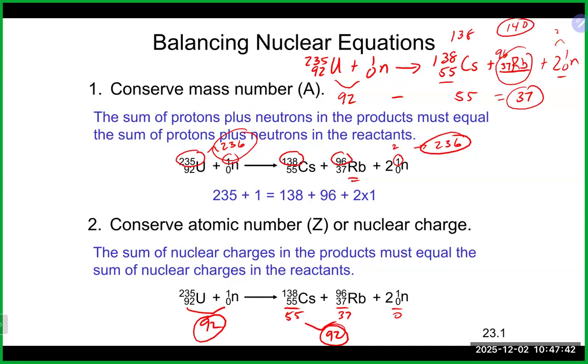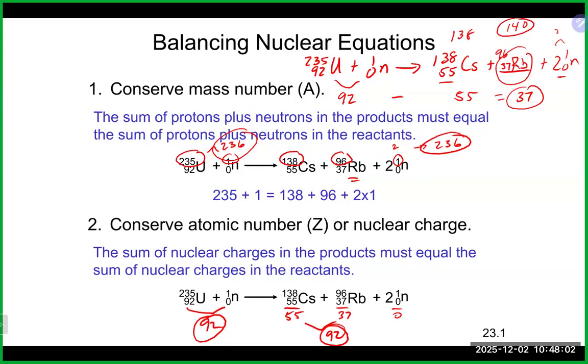Now, what is missing could obviously be an element or an isotope. It could also be a particle as well. So if you get something that doesn't look exactly like an element, and it has a 0 for the atomic number, maybe it's a neutron missing or something like that. But in most cases, it will probably be an element.